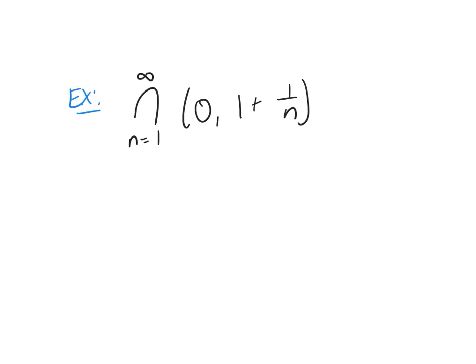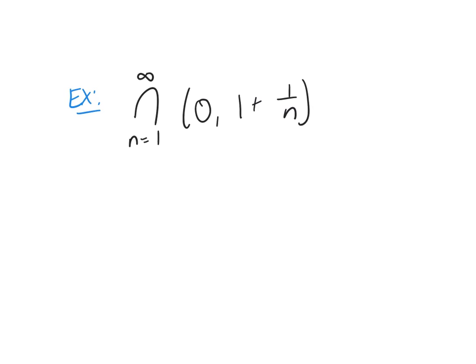Let's look at a few more examples involving intervals. So let's say I want you to find the intersection from n equals 1 to infinity of the interval 0, 1 plus 1 over n. So again, we're going to sketch out some of these intervals to help us figure out what the intersection is.